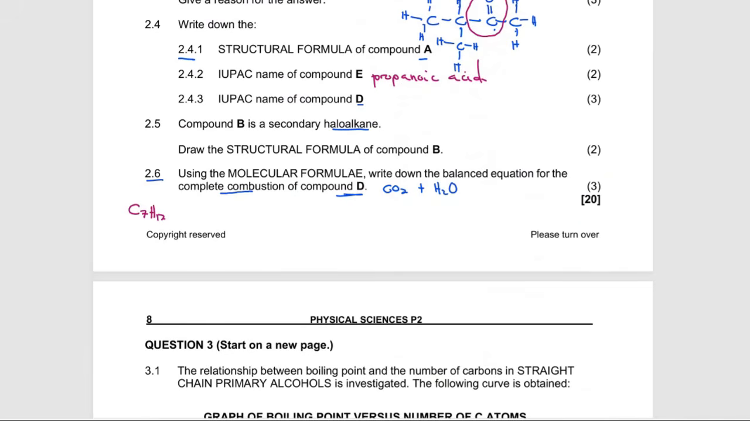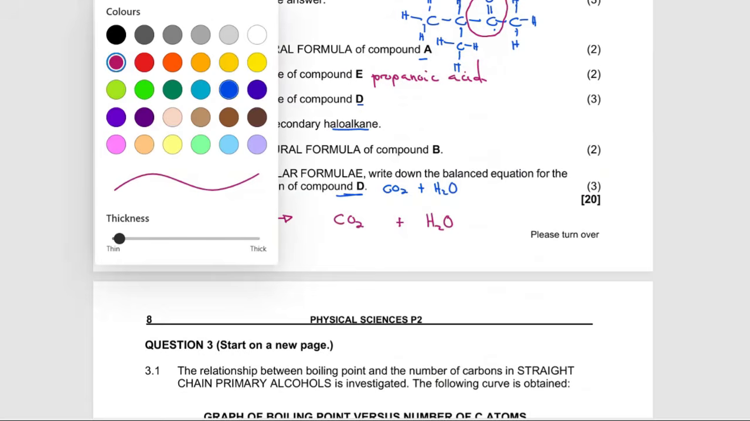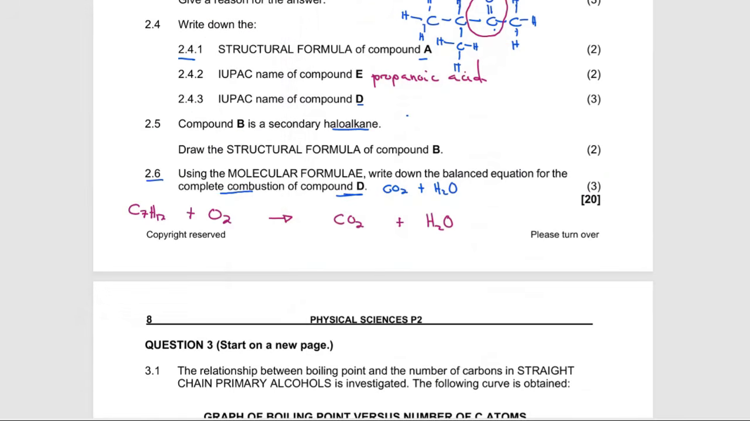Then for it to combust there must be the presence of what? Of oxygen, an excess of oxygen, right? So remember I said the products are always going to be carbon dioxide plus your water for complete combustion. Then we're supposed to balance the number of carbons, hydrogens, and oxygens, right? On our left-hand side, we have 7 carbons. Then on our right, we're only having 1, right?